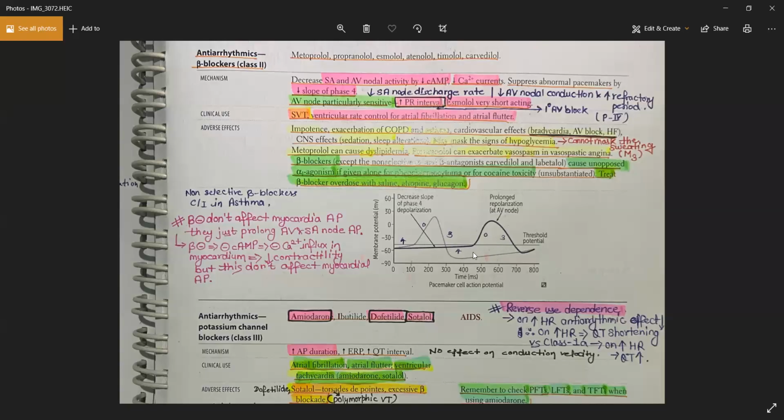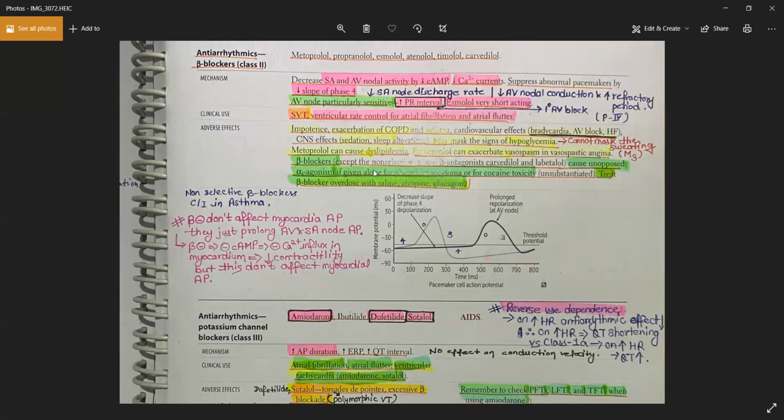Along with phase 4, they also have an action on phase 3. They will prolong phase 3 also by inhibiting the potassium channels. They can cause PR interval prolongation by blocking the AV node. Esmolol has the very shortest acting time. This is also very important.